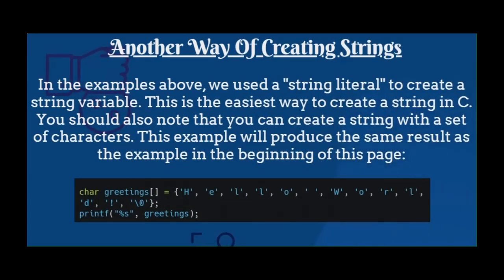Another way of creating strings. In the examples above, we used a string literal to create a string variable. This is the easiest way to create a string in C. You should also note that you can create a string with a set of characters. This example will produce the same result as the example in the beginning of this page. Why do we include the \0 character at the end? This is known as the null terminating character, and must be included when creating strings using this method. It tells C that this is the end of the string.